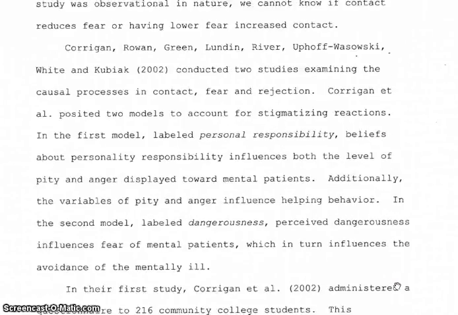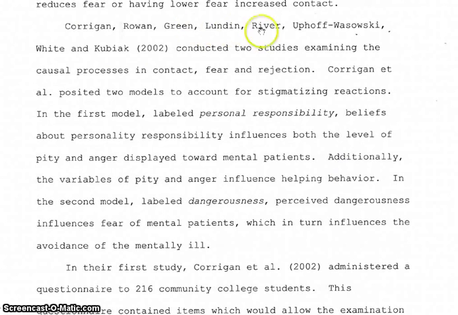So the next body paragraph: Corrigan, Rowan, Green, London, River, Uphoff, Wasowski, White, and Kubiak conducted 2 studies examining the causal processes in contact, fear, and rejection. So you notice that in contrast to the earlier topic sentence, this is specific to one source, which means that the reader will anticipate you will only discuss this one source here. And if you were to try to discuss other sources, that could create some organizational problems.